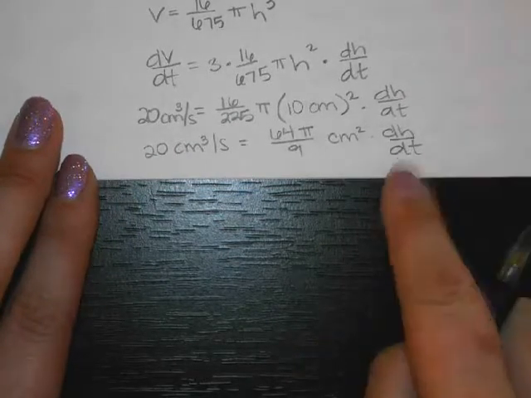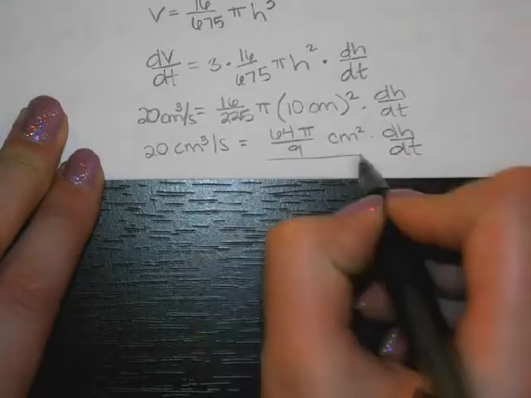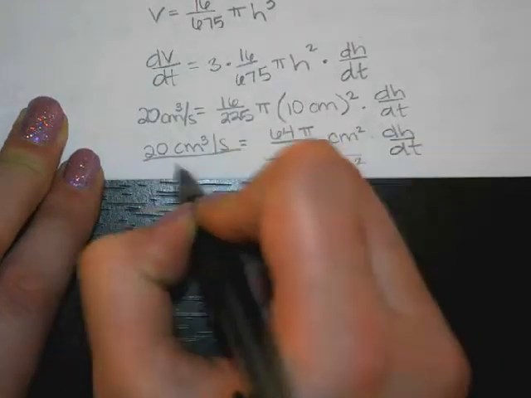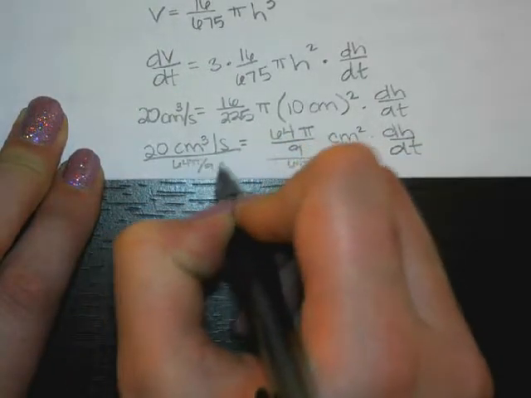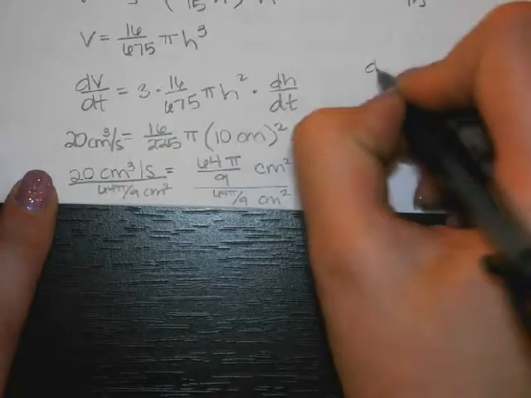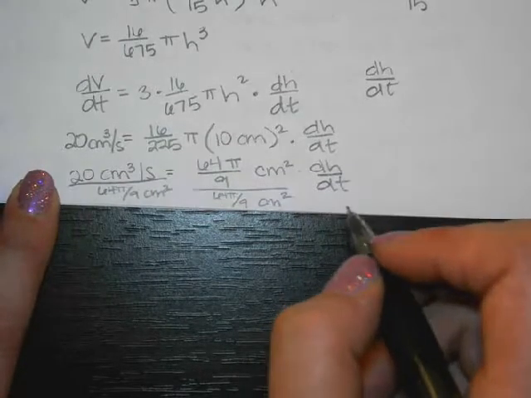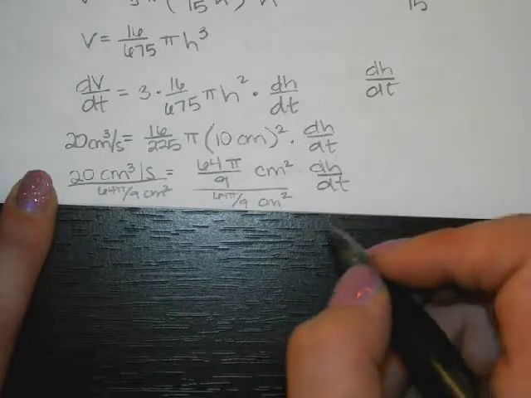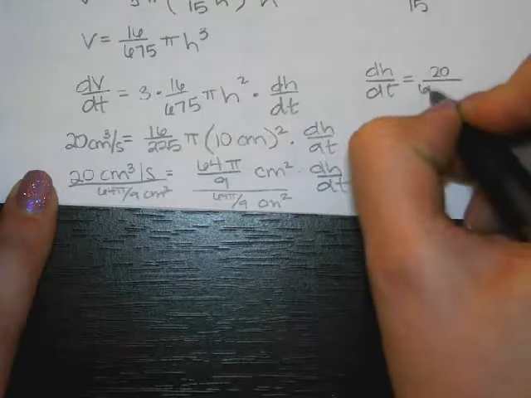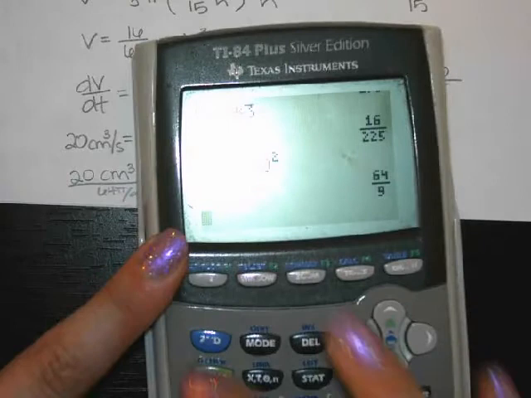So what do I do to solve for dh/dt? Yeah, I divide by 64 pi ninths centimeters squared. And the nice thing about these problems is you can literally write that your answer is 20 divided by 64 pi ninths and get full credit. So if you want to leave it as that, you can, but I'm like, what does that actually mean? So let's go ahead and plug that in and just see what the approximate answer is.